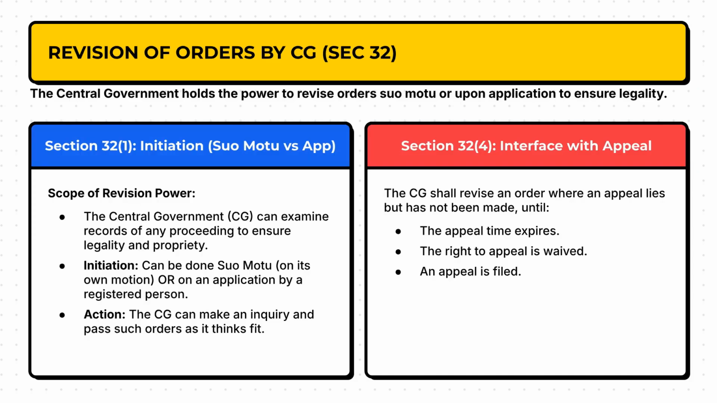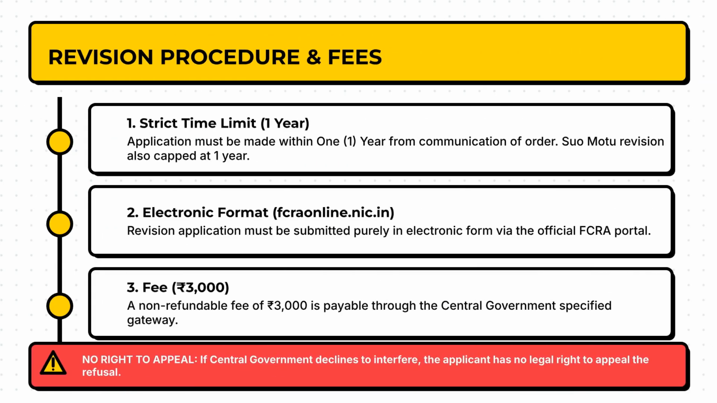After reviewing the records and conducting any necessary inquiry, the government may pass such orders as it considers appropriate. The revision mechanism acts as an additional layer of oversight and correction within the FCRA framework. Revision applications are subject to strict procedural requirements. Both suo motu revision and application-based revision are generally restricted to a period of 1 year.